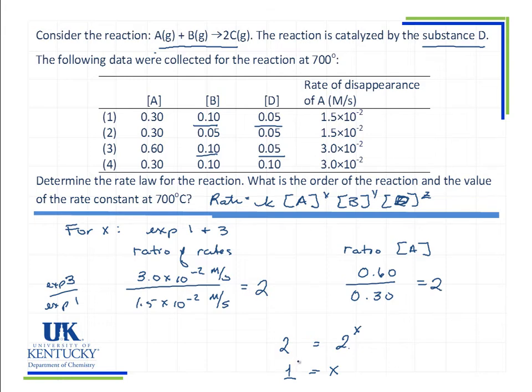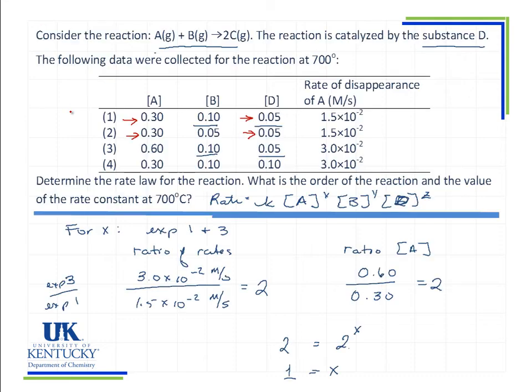Next, we want to figure out Y. To figure out Y, we need to find two experiments in which the other two substances are being held constant. Now, Y is associated with the substance B, right? So we need to find experiments in which A and D are being held constant. Let's look over here. A and D. Well, in experiment number 1 and experiment number 2, A is held constant and D is held constant. So those are the two that we're going to choose to determine the power Y.